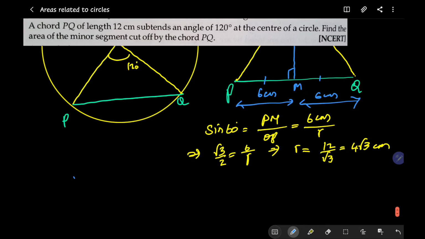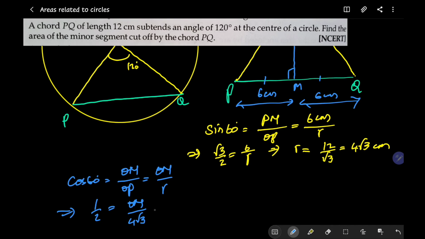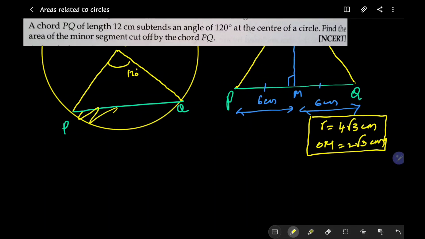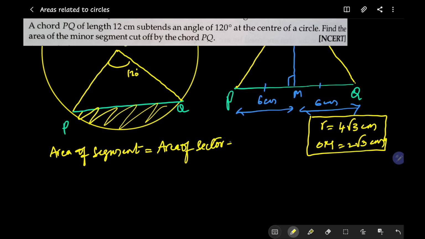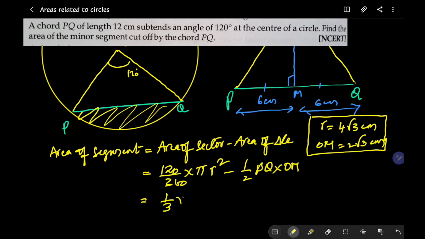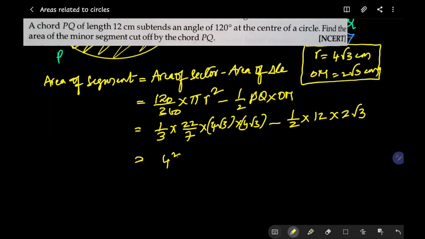In the same way, apply cos 60 degrees to get the height of the perpendicular OM, which will help us in finding out the area of the triangle OPQ. Now the segment area shaded in yellow color is obtained by subtracting the OPQ triangle area from the sector area. Substitute the values of radius, PQ and OM and simplify to get the area of the segment as 29.05 centimeters square.